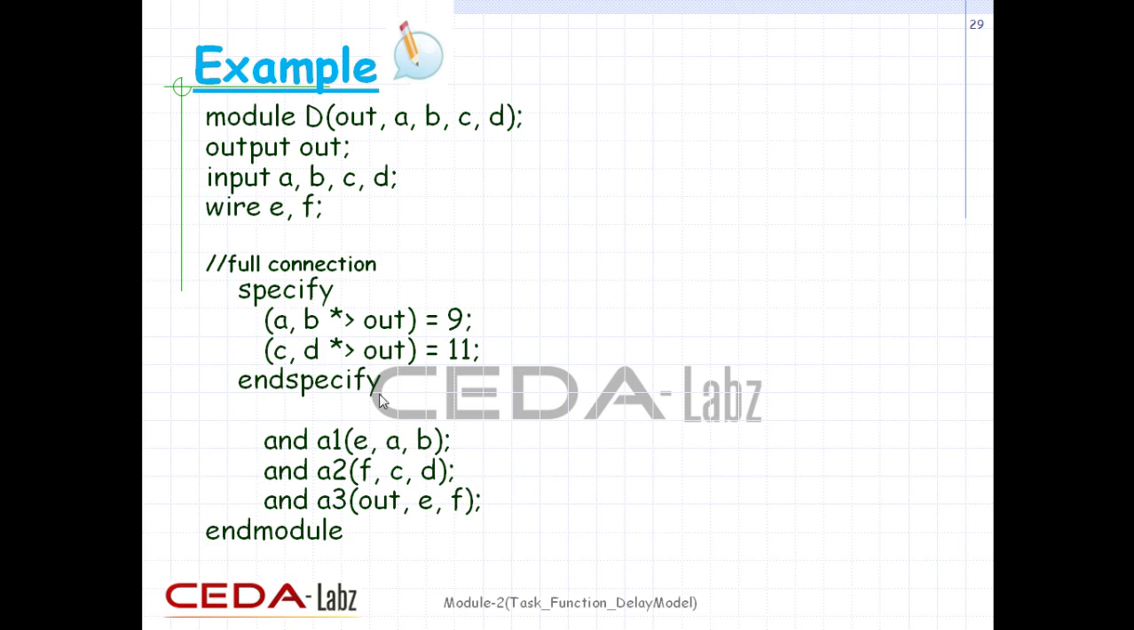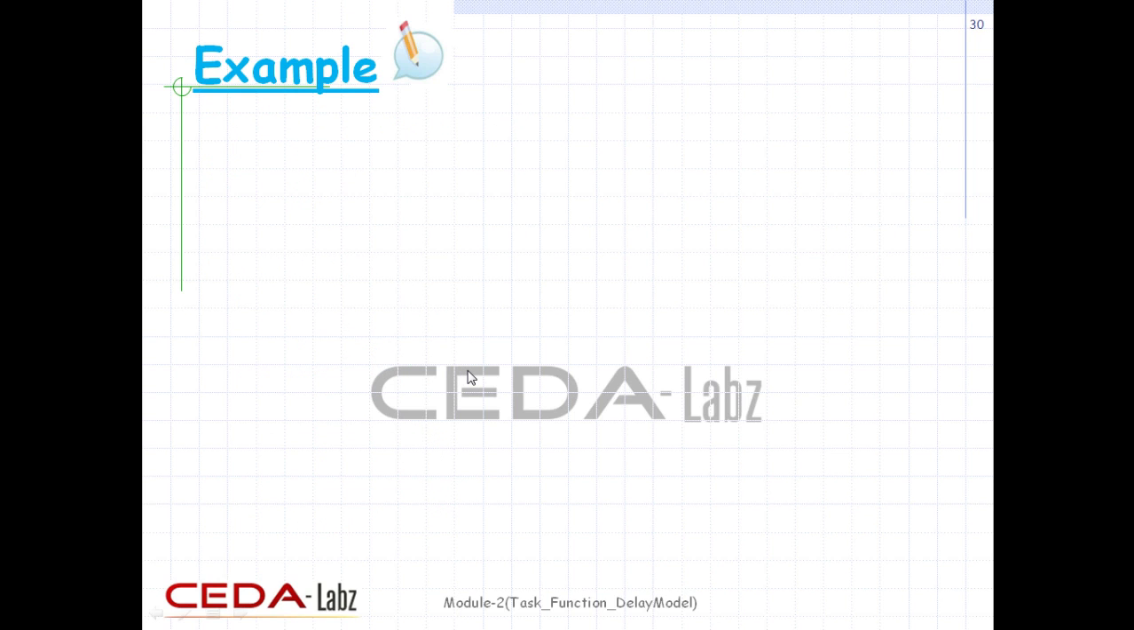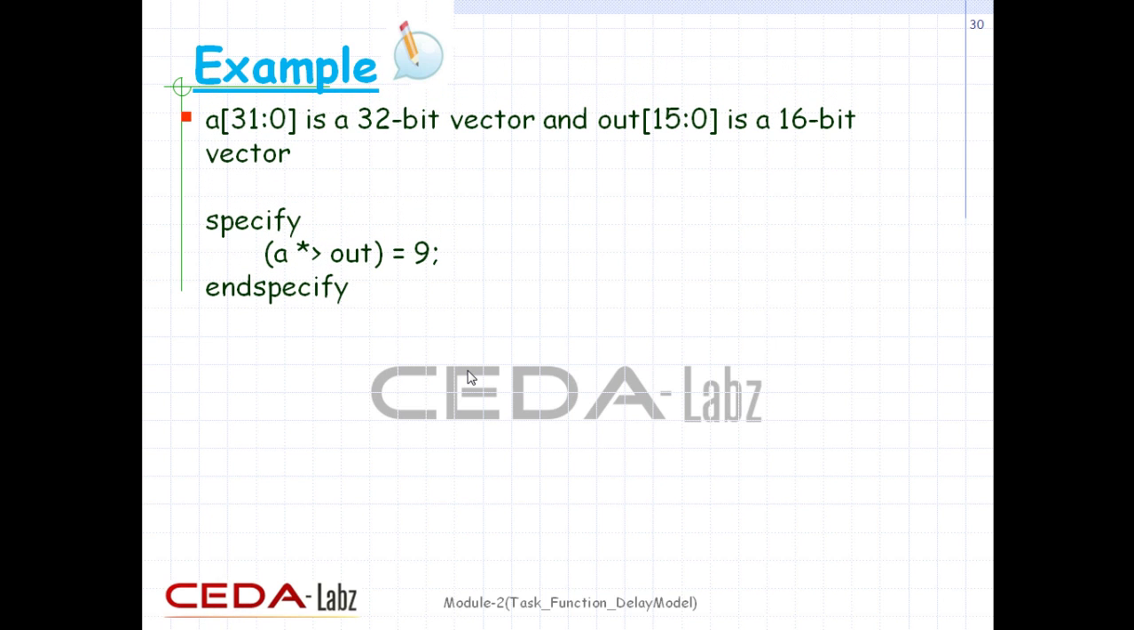Here also, everything is done the same. Just there is difference in specify block where both A and B are connected to out with a delay of 9, as we can see from the figure in slide 23. And similarly, C and D are connected to out with a delay of 11. The full connection is particularly useful for specifying a delay between each bit of an input vector and every bit in the output vector, when bit width of the vectors is large. This example shows how the full connection specifies delays very concisely.